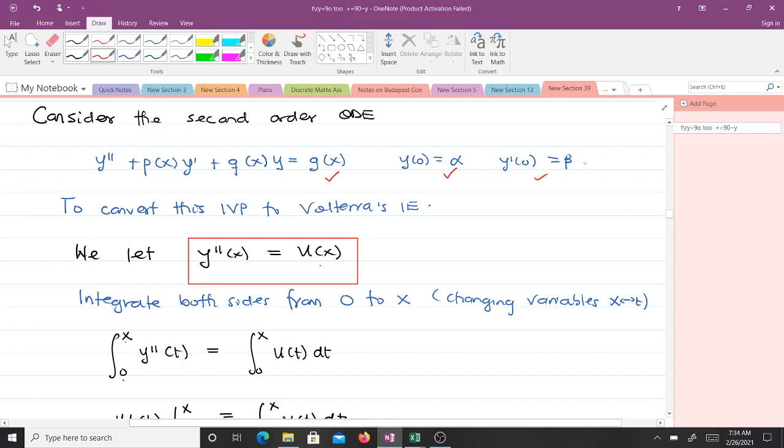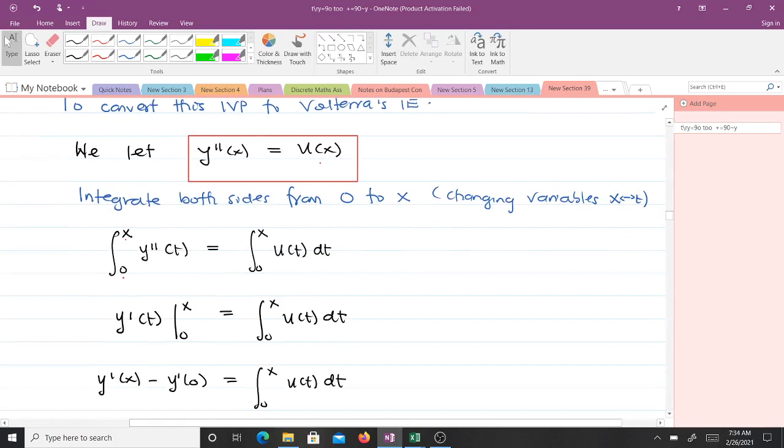In this, what we do is that we integrate both sides from 0 to x, changing variables. That means wherever we find x, we put t there. So we have the integral from 0 to x, y prime prime of t dt, which will be equal to the integral from 0 to x, u of t dt. When we integrate y prime prime of t with respect to t, we are going to get y prime of t, and these are the limits of integration. The right hand side is still the same.